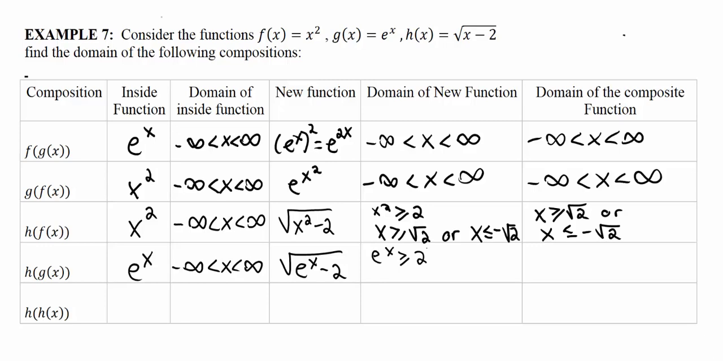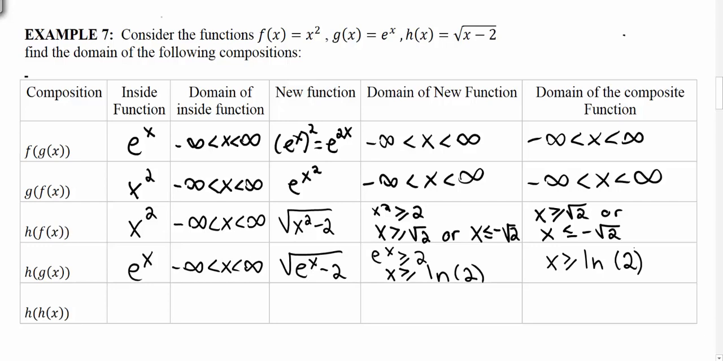So algebraically, we can use natural logs on both sides to bring the x down. If you take the natural log of e to the x, the natural log and e are inverse functions, and we get that x has to be greater than or equal to the natural log of 2. Because when we take the natural log on the left, we also have to take the natural log on the right. So our domain here is more restricted on the new function, and therefore that will become the domain of the composite function. We need x to be greater than or equal to the natural log of 2.